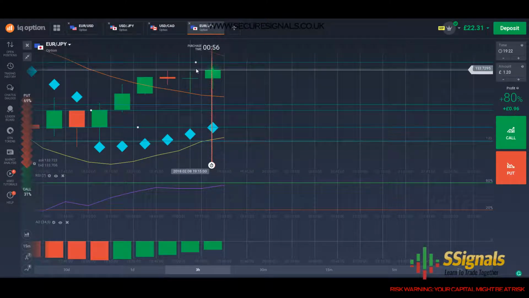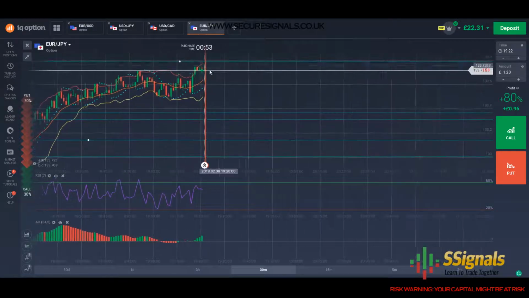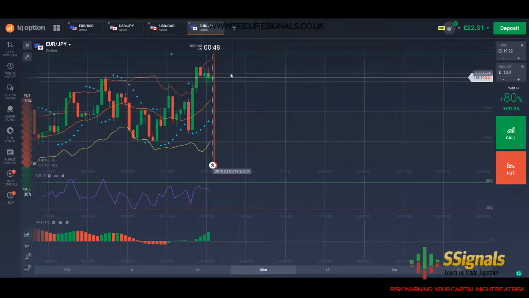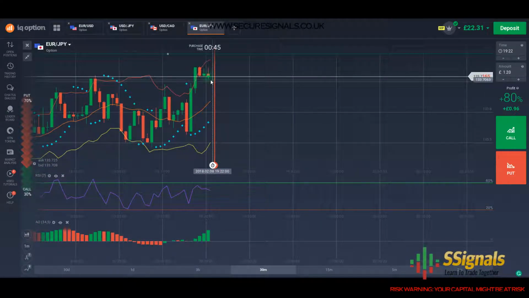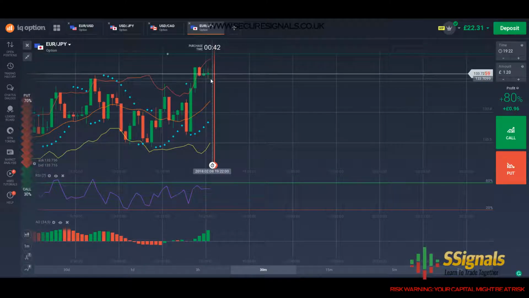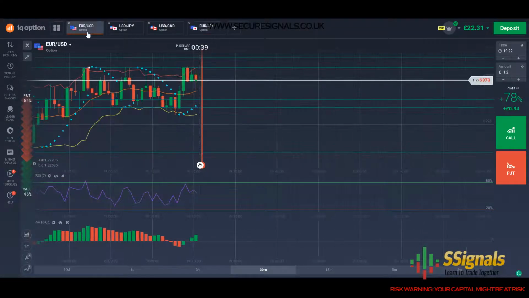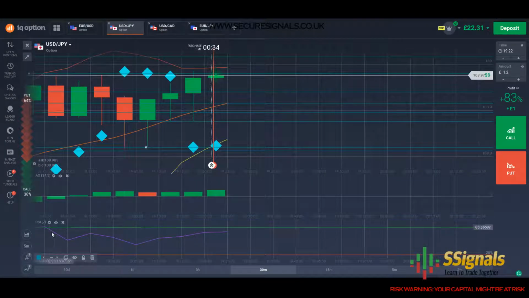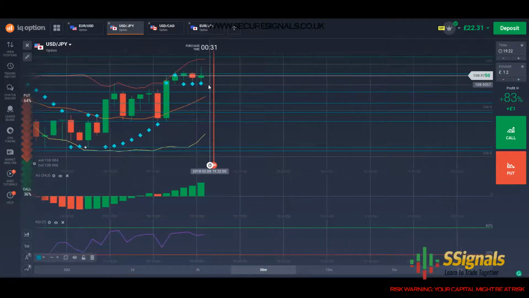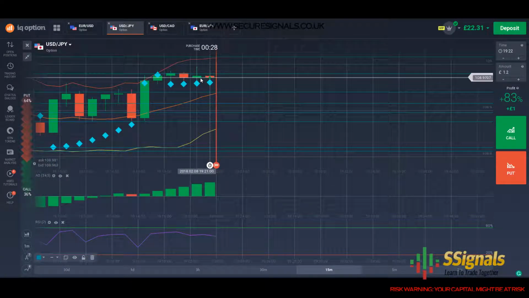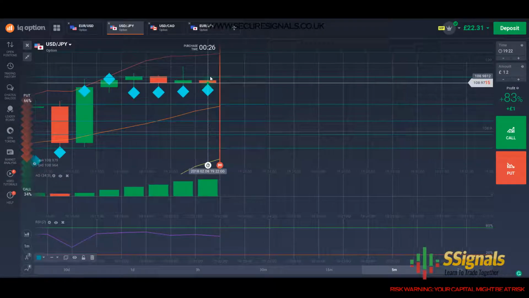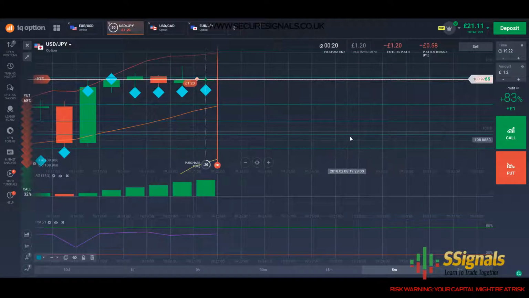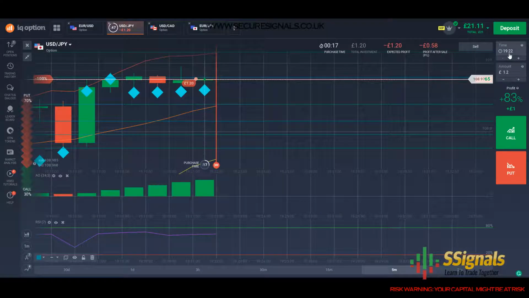Still yet to touch. Okay, so we'll wait for this one. Okay, see this one, price is basically struggling to close above. So this one will be a red candle. Let's wait till it goes green. If it hits here, okay, enter a put now. Enter a put, guys, for 22 from here.